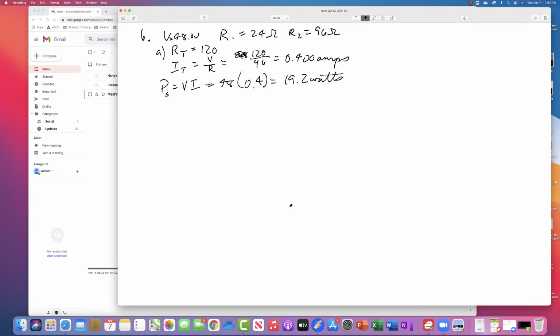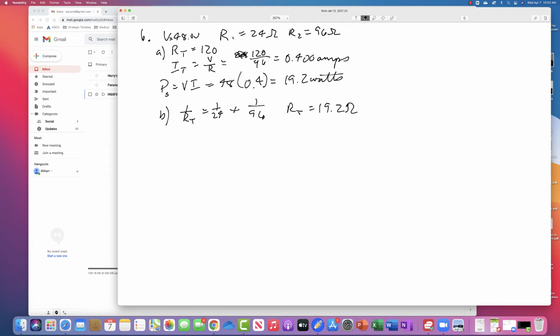Now, the second part of this says repeat this when the resistances are in parallel. All right, so what you have to do is repeat this calculation with the resistances in parallel. And if you do that, that means that 1 over the total is going to be 1 over 24 plus 1 over 96. So that RT, when you do the math here, comes out to be 19.2 ohms.